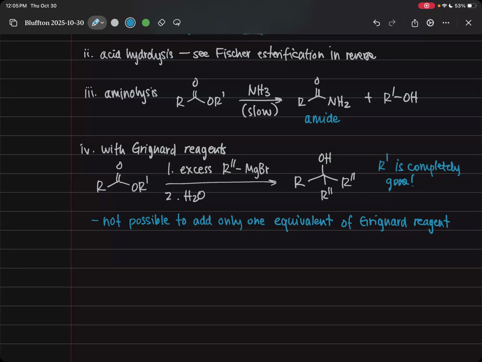Adding one equivalent of Grignard reagent is, well, if you actually did that, just added one equivalent, you would only get half of the ester converted to that alcohol product. But it's always going to go all the way and add two R groups, two R double prime groups, that is, onto our tertiary alcohol.